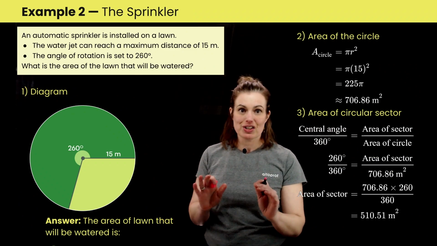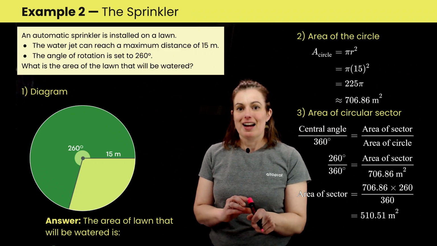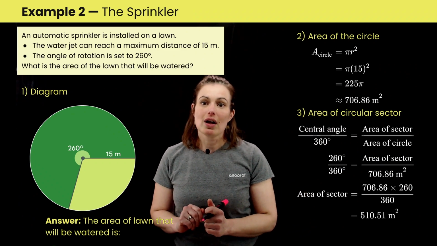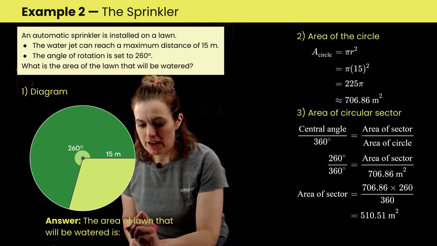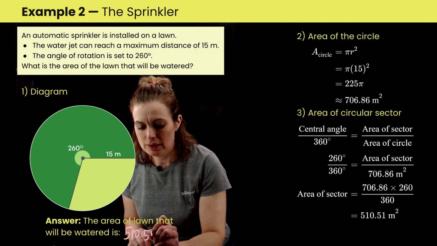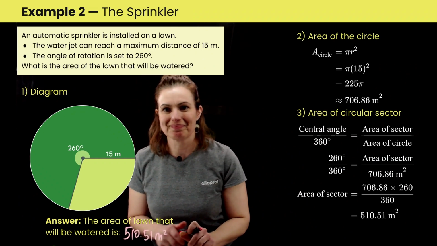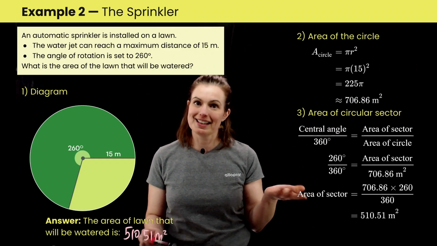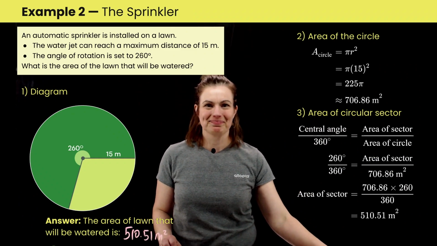So when I finish this off properly, I just write a little sentence here. The area of the lawn that will be watered is 510.51 meters squared. And that's it. We're done.